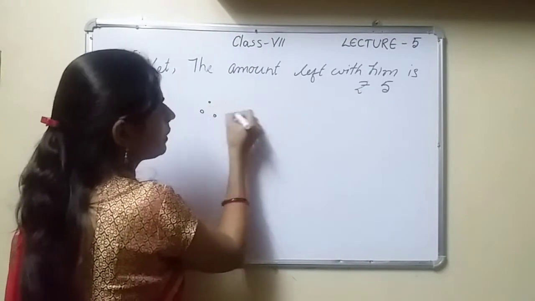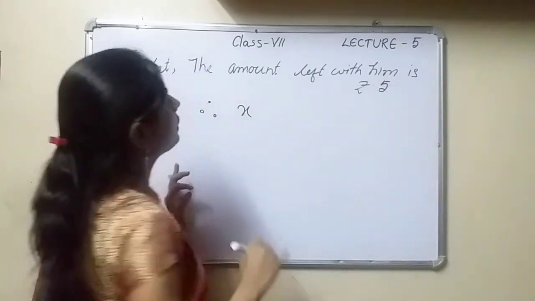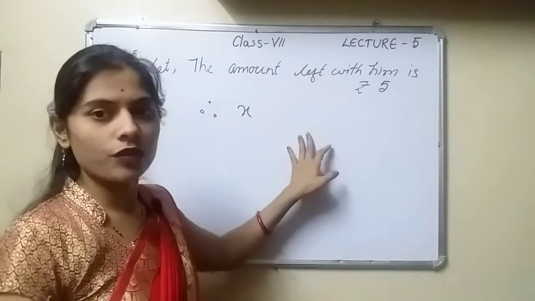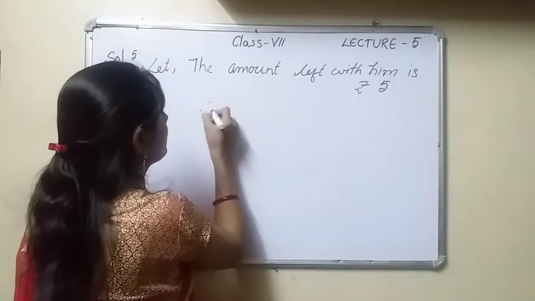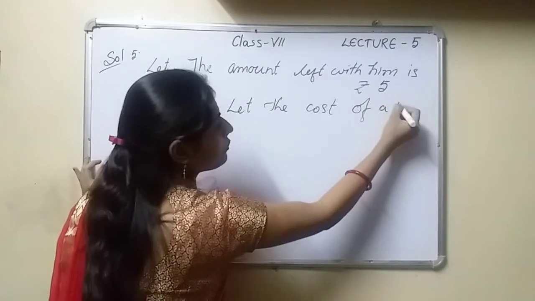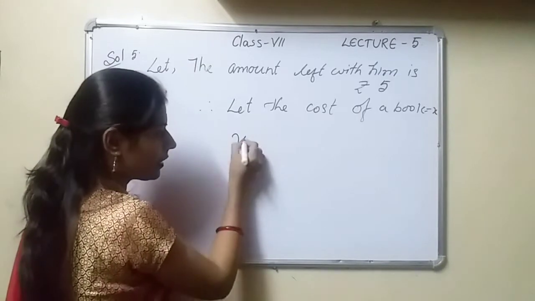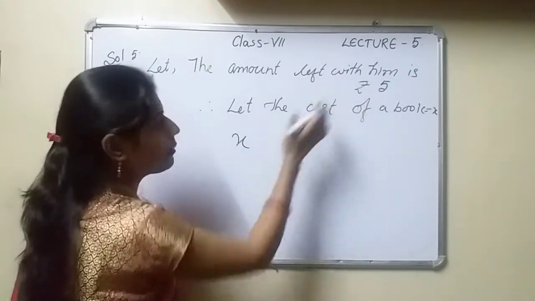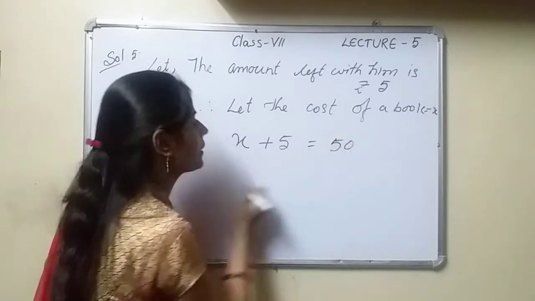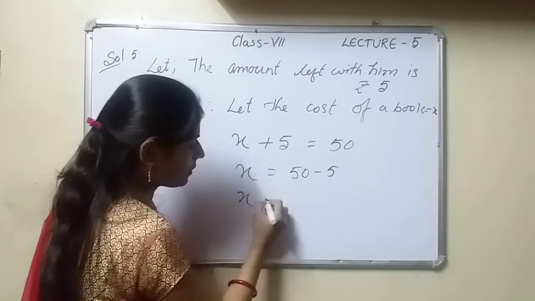Therefore, that is 5. Now how much money did he spend? You don't know the cost of a book. Therefore, let the cost of a book be equal to x. Now see, x rupees he has invested. How much rupees is left with him? That is rupees 5, out of 50. That is, the equation is made here. Now 50 minus 5, so your answer will become 45.